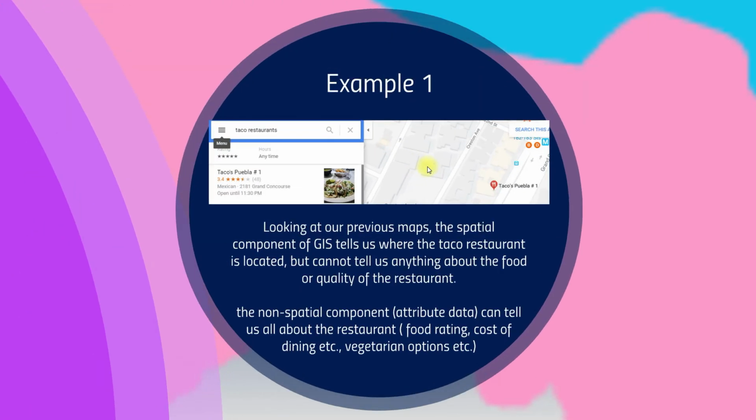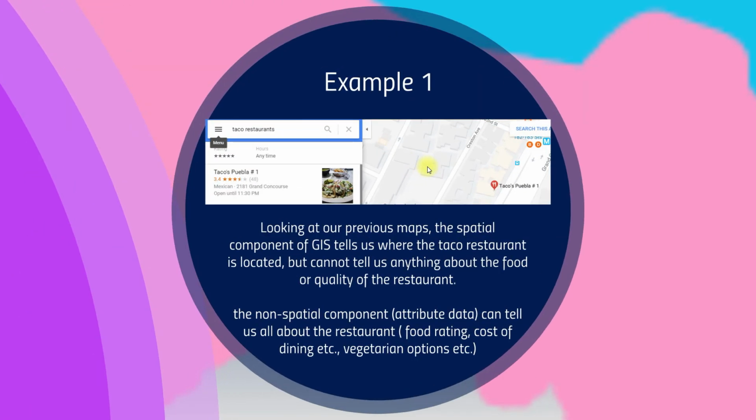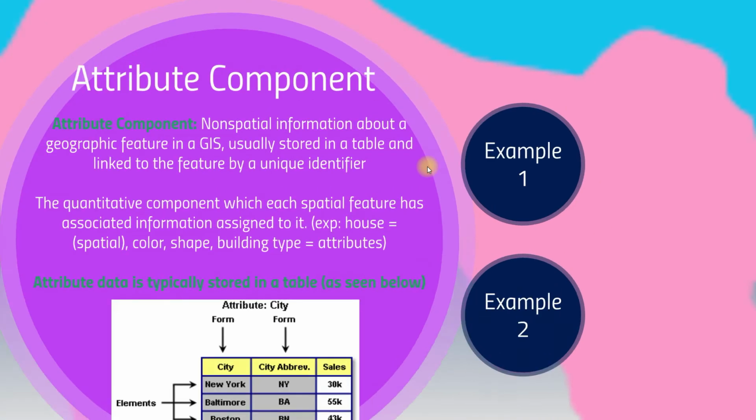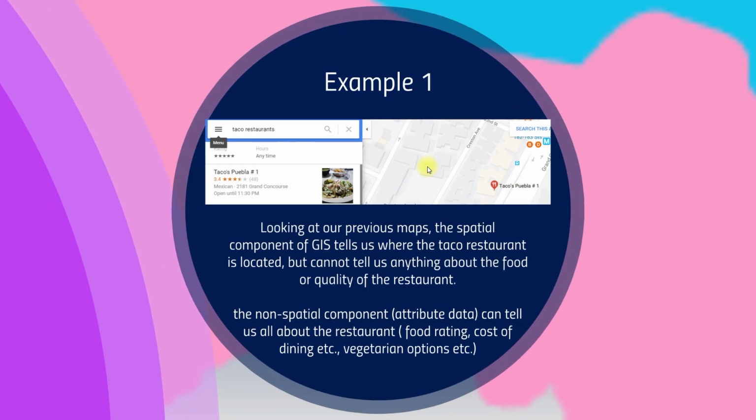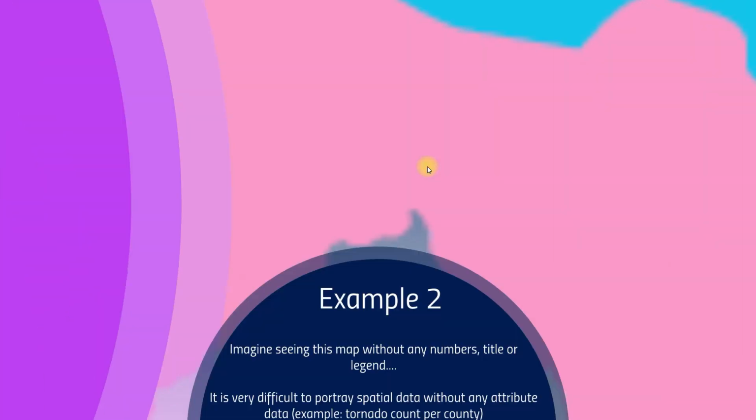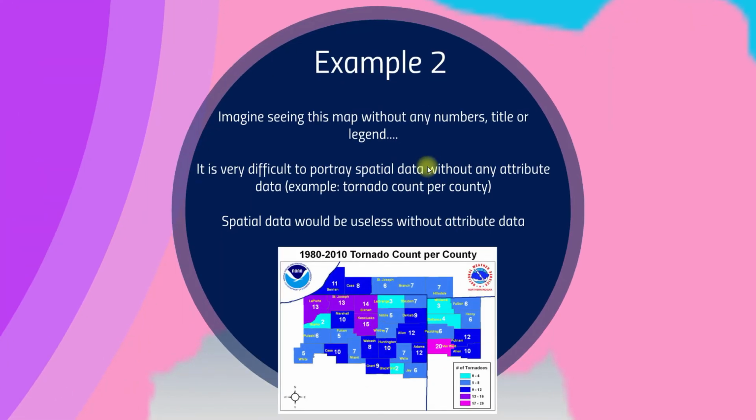So, an attribute example: looking at the previous map, the spatial component of the GIS tells where the taco restaurant is located but cannot tell us anything about the food or the quality of the restaurant. The non-spatial component, the attribute data, can tell us about it. Okay, so we have the attribute data, right? These are the non-spatial component, right?